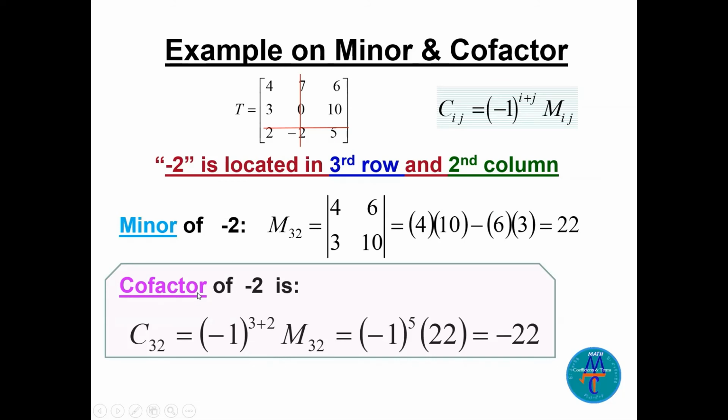Now, if you need the cofactor, you have to find the minor first. Cofactor C32. From where we get 32? Third row, second column. According to the formula, -1 to the power i plus j, 3 plus 2, 5. -1 to the power 5 is minus, times the minor M32. We have found already 22, so it will be -22. We can use minors and cofactors to find determinants of 3 by 3 or more.